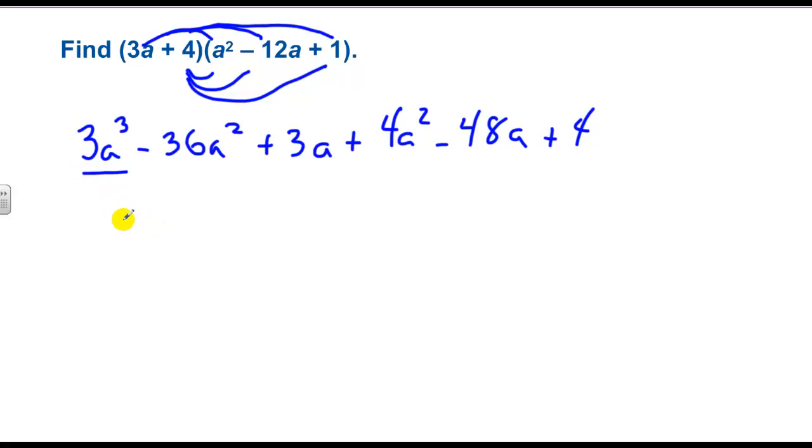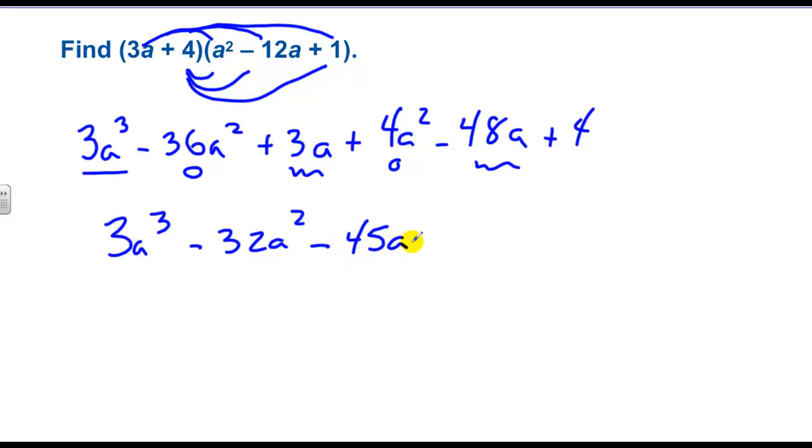There's no cube term, so that's 3a cubed. Got a couple of squared terms. That gets me -32a squared. Couple of a terms. That's -45a, and a constant of 4.